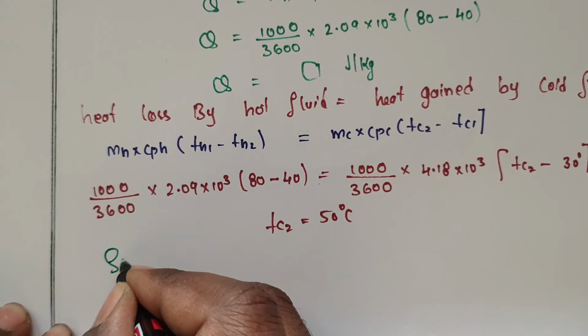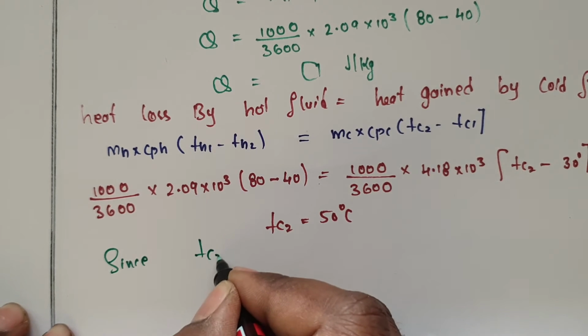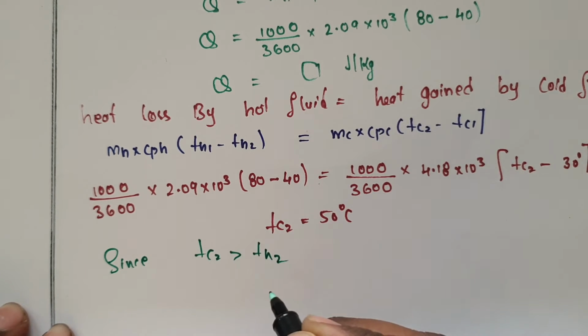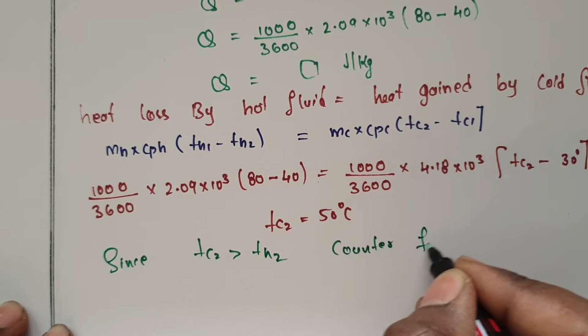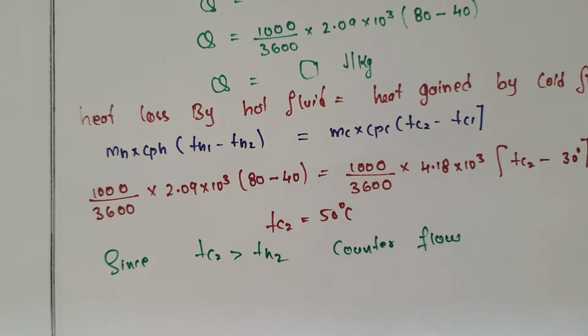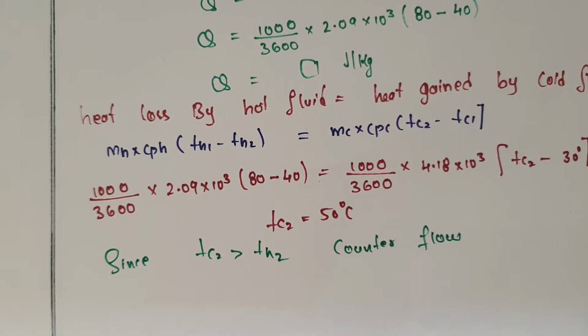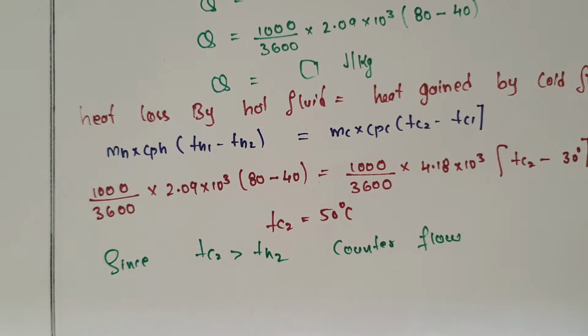You have to remember this one. If TC2 is greater than TH2, then the given one is the counter flow. If it satisfies this condition, TC2 is greater than TH2, then the given one is the counter flow. Suppose it does not satisfy this condition, then you can assume the given one is the parallel flow.